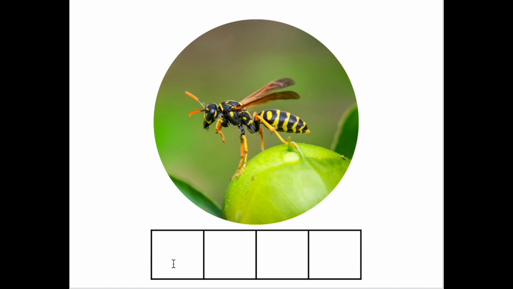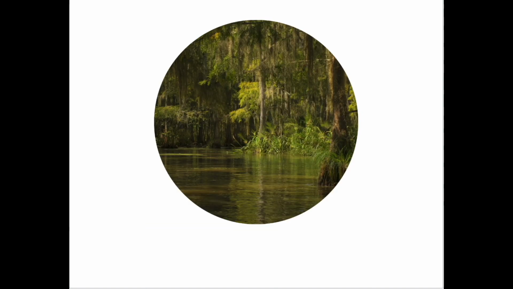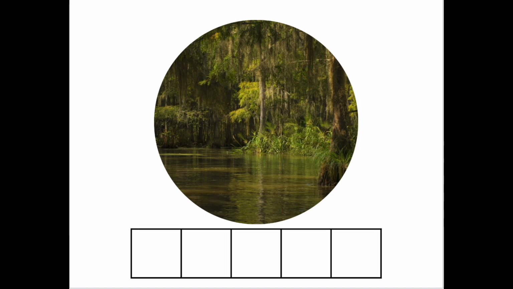There are 4 sounds in wasp. Let's sound it out. W, ah, A, was, S, wasp, P. Nice job. Our next word is swamp. Swamp. How many sounds do you hear in the word swamp? There are 5 sounds in the word swamp.